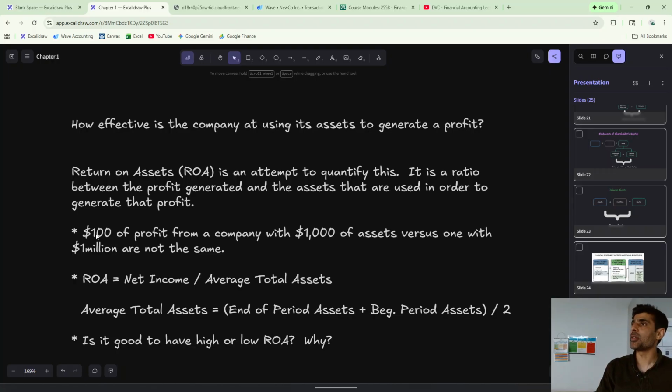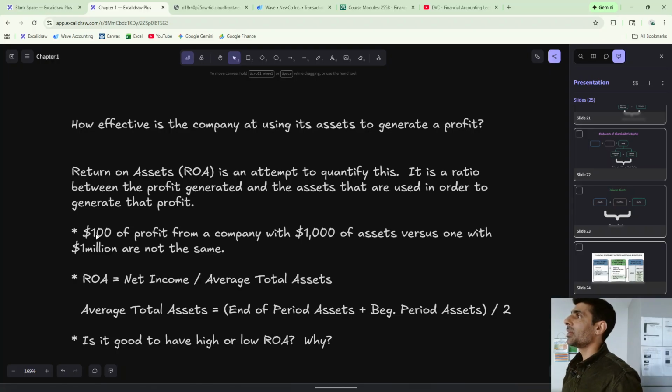Let's say two companies make $100 of profit. If one company is employing $1,000 of assets and one is employing 1 million, which company would you rather own? They're both generating the same dollar amount of profit.